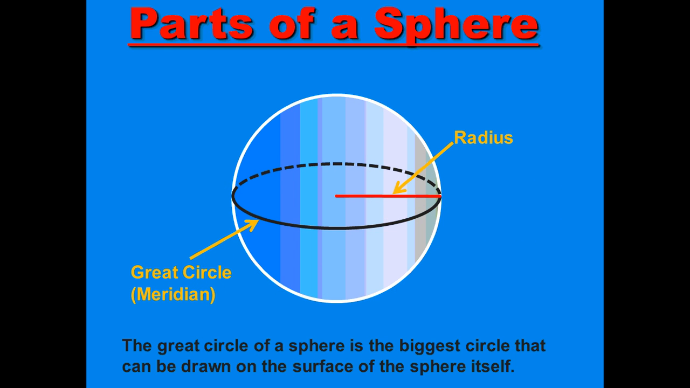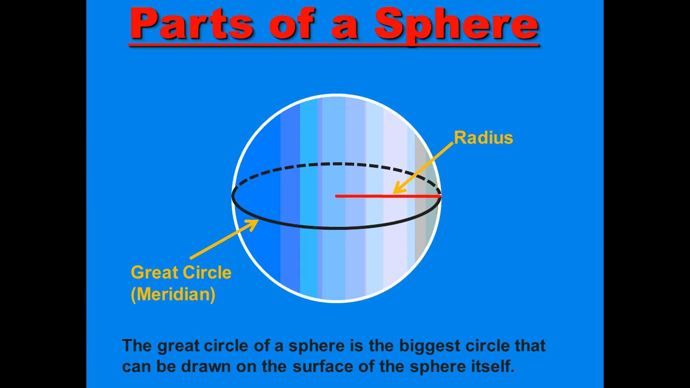A couple of things that I wanted to do before I go into the lesson is review certain parts of a sphere. You should remember that a huge thing in a sphere is the radius. It's very important, especially in calculating the volume of a sphere. You should also remember the great circle. Another name for the great circle is the meridian.